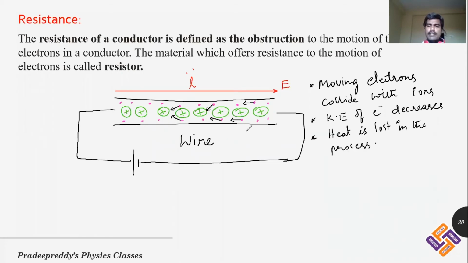Right? Heat is lost in the process. Therefore, when an electron is traveling throughout this length, like when it is starting at one end, say at this point A, an electron is moving. So this moving electron will collide with the ion. It loses its energy. As a result, its speed decreases, so it cannot move faster now.